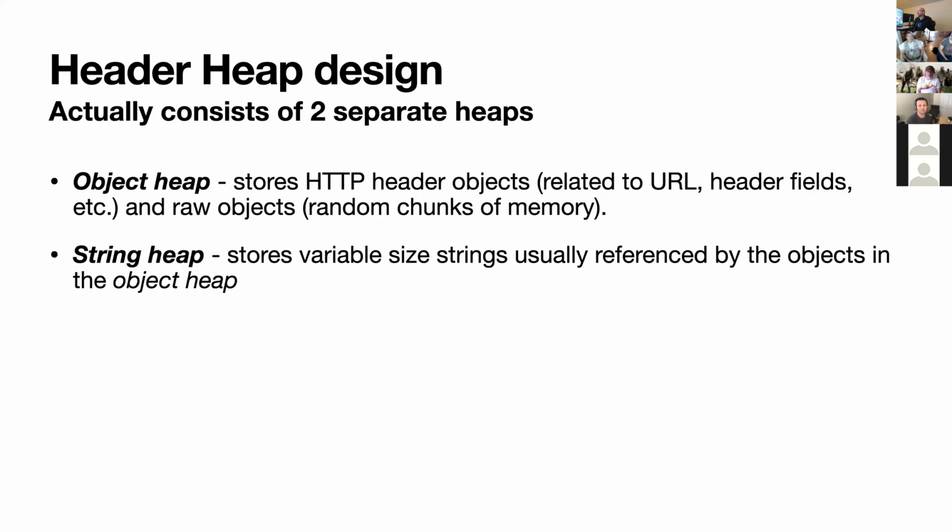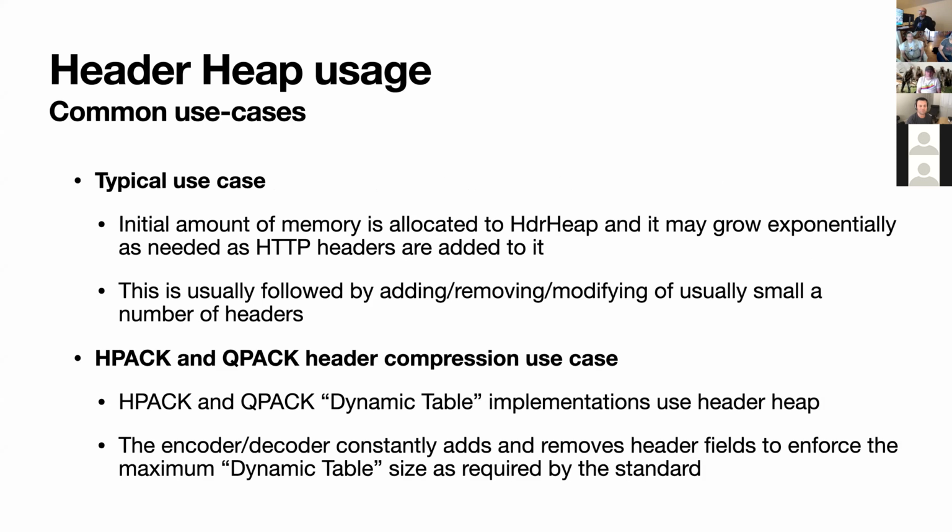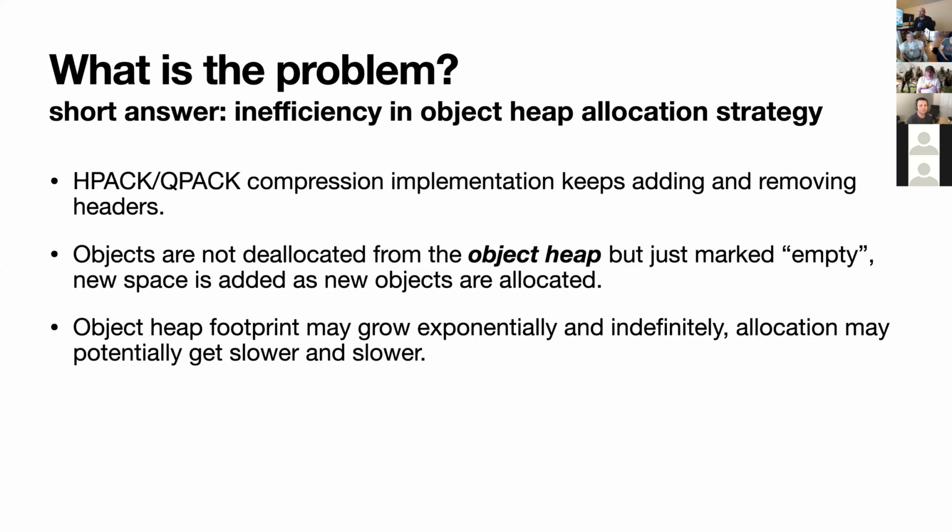Basically I went according to the slides, so you heard most of the important things. So what is the problem? Why we had performance problems with H2 was exactly this constant addition and removal of headers, which led to the header heap growing exponentially in memory.